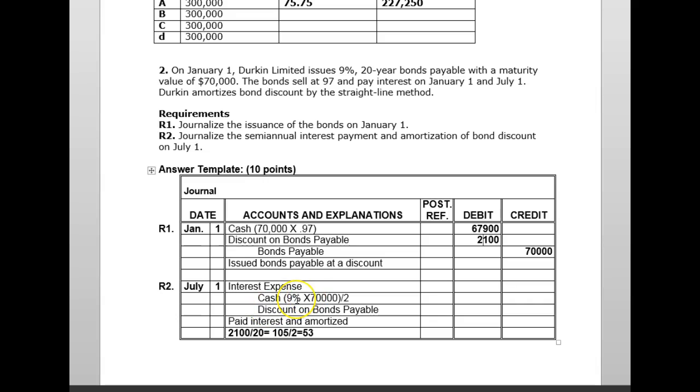So again, we don't change what's on the bond. We're going to pay out 9% times $70,000 divided by 2 because I'm only paying for 6 months. So I am paying out $3,150. My discount on the bond, which is being amortized, is $2,100 divided by 20, which equals 105 divided by 2, which equals 53. So that's additional interest expense that I'm going to recognize here. So now my interest expense becomes $3,203.